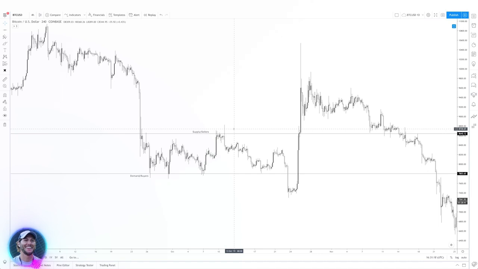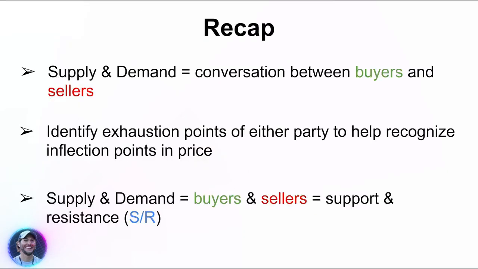And these are topics that we're going to get into later on. But the important thing to grasp is supply and demand, buyers and sellers. And ultimately, this is going to revert all back to support and resistance, which Zorn will go over. But let's do a quick recap here.